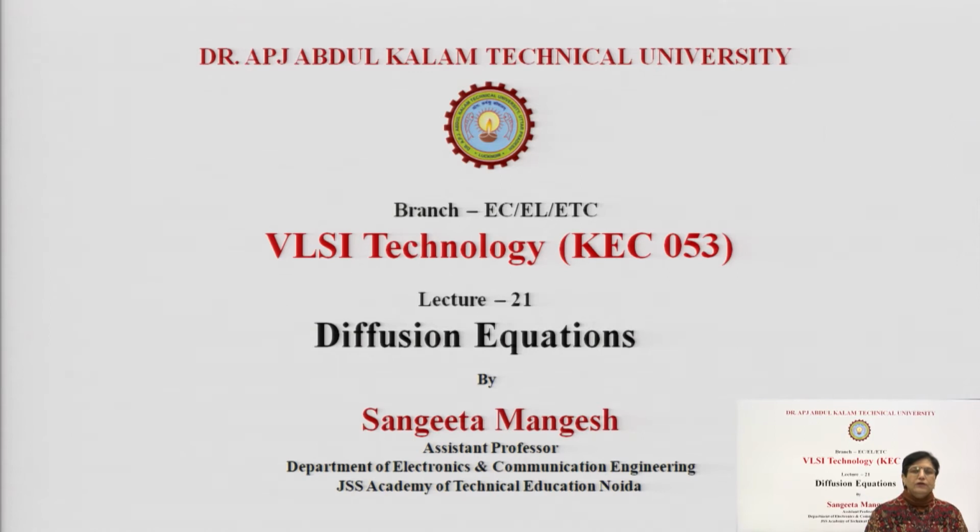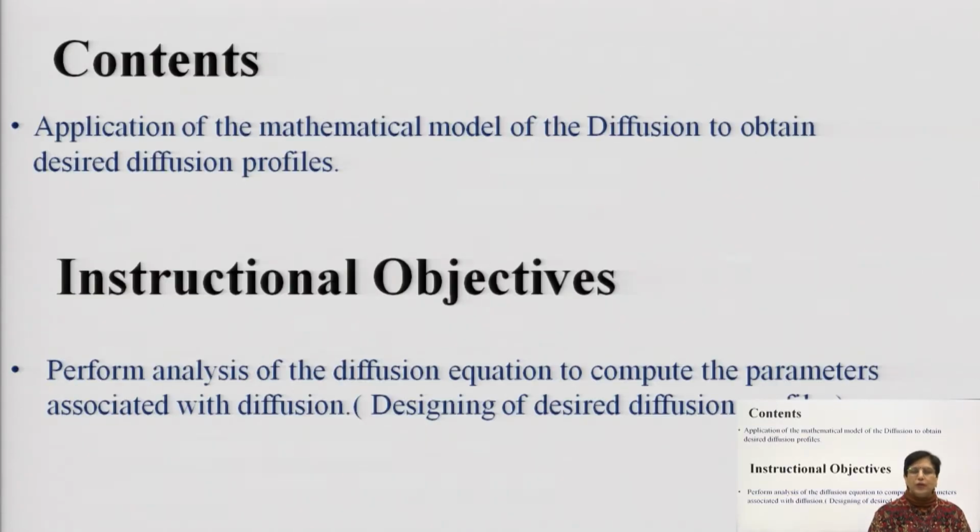In continuation with the process of diffusion, we are going to study the application of the diffusion equation in today's lecture. Last lecture we studied the mathematical model, and the purpose of studying those equations is to get the targeted diffusion profile, that is, for a specific device how you want the junction profile to be, whether you want a uniform dopant profile, or an abrupt junction, or a step graded junction.